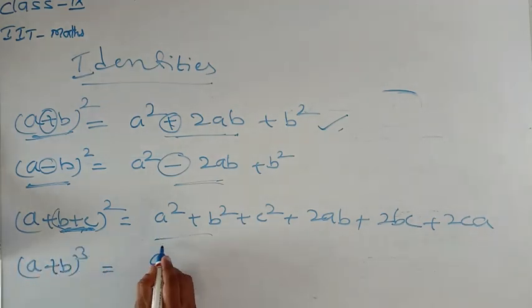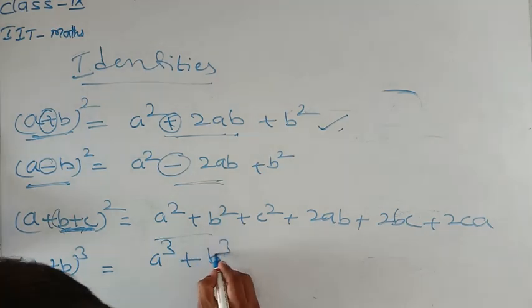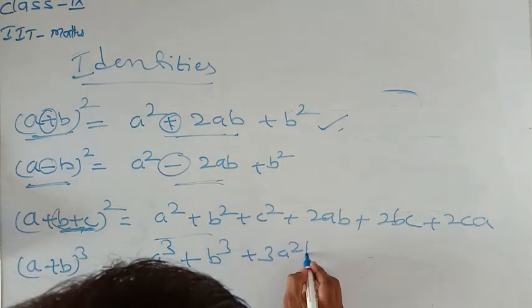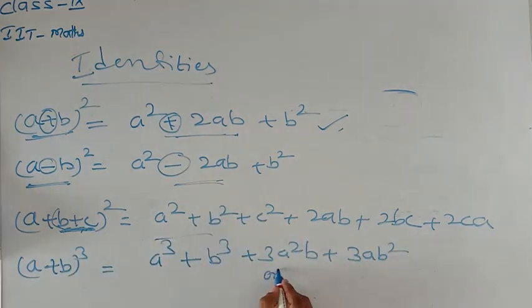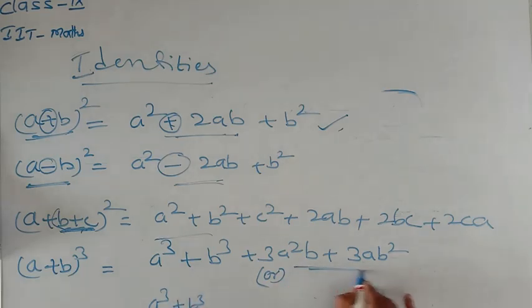Then one more is (a + b) whole cube. The formula will be a cube plus b cube plus 3a square b plus 3ab square. In these terms I am going to take the common 3ab, so it becomes a cube plus b cube plus 3ab into (a + b). So this is also one identity.